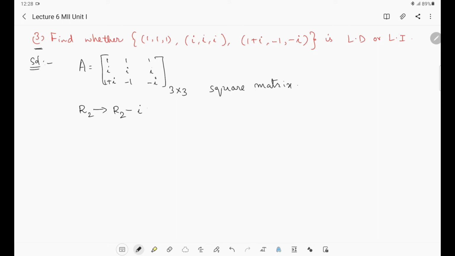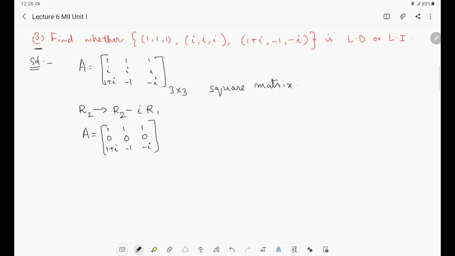R2 minus i R1. Then what will happen? This matrix A will become, see, first row will be as it is, 1 1 1. In the second row, what will happen? i minus i into 1, so i minus i is 0. The second entry also, the third entry also 0. Then the third row will be i, 1 plus i, minus 1 and minus i, right? So we got this matrix.